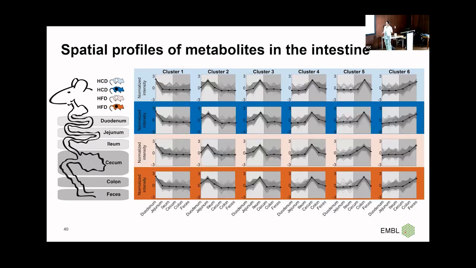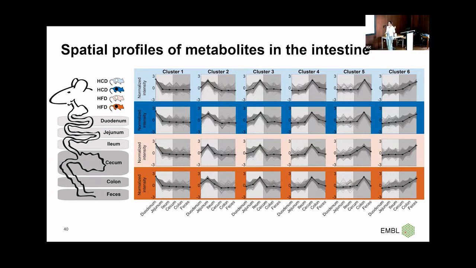And we found that when we performed this clustering for each of the 4 mouse groups, the same 6 clusters emerge every time. In each case, the peak intensity of metabolites were roughly in one of the 6 sections. So that's how we interpreted these clusters, as metabolites that are more abundant in different sections of the gastrointestinal tract.